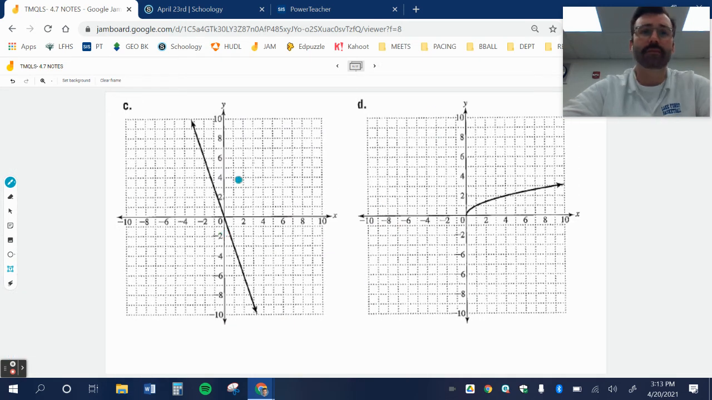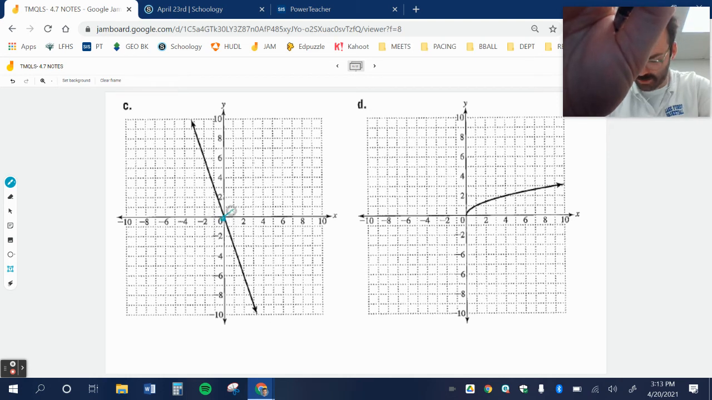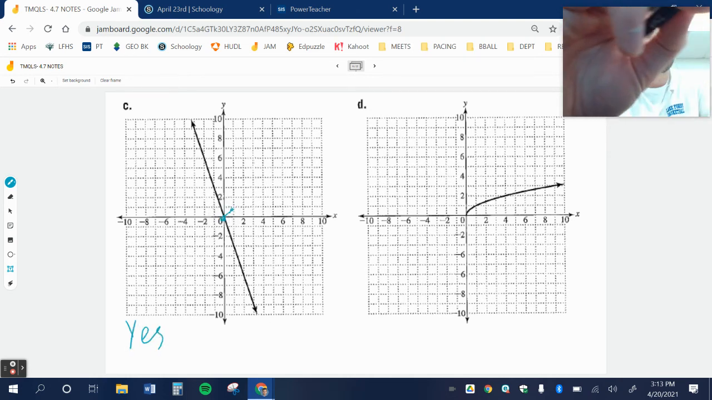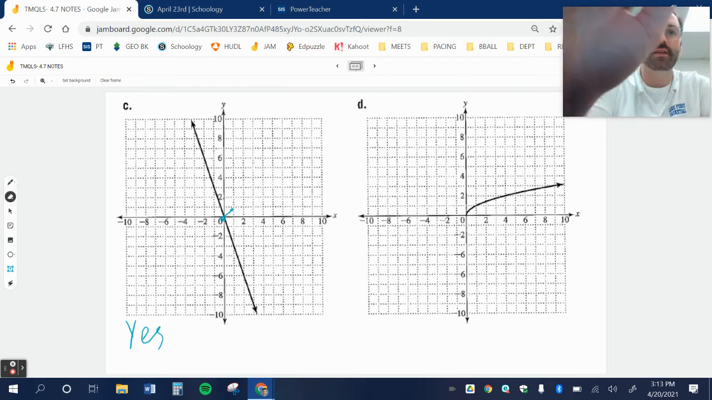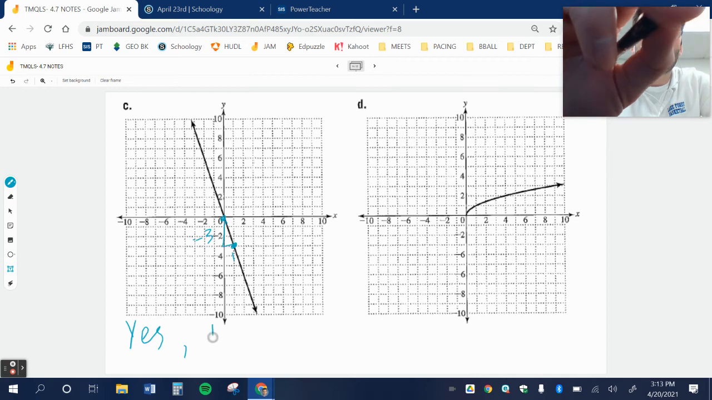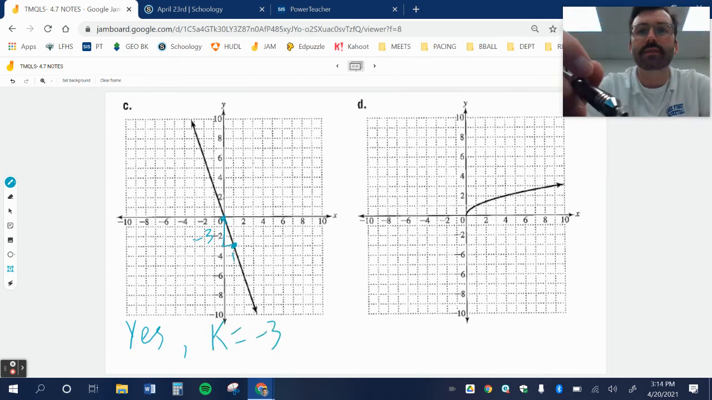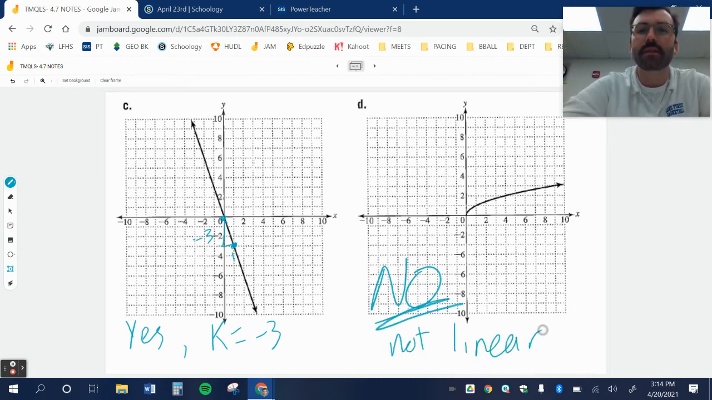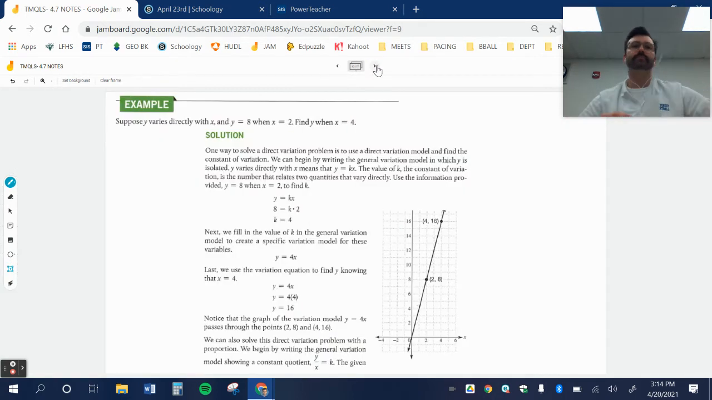This one, oh look, the y-intercept is 0 again. So this is a yes. My next point to the right of 0 is right here. Down and over, I go down 3 over 1. So k equals -3. This next one is a no. It's not linear. This is the square root function. If it's not a straight line, it can't be direct variation automatically. That rules it out.